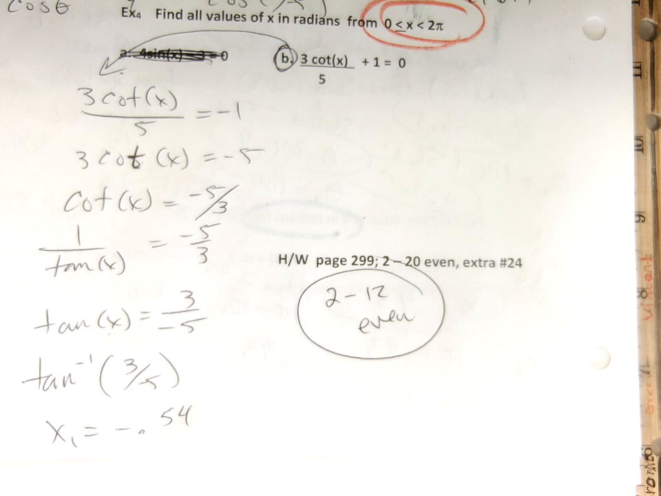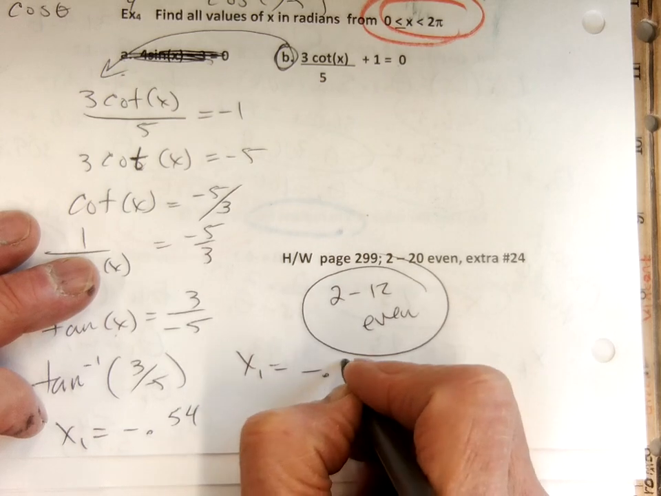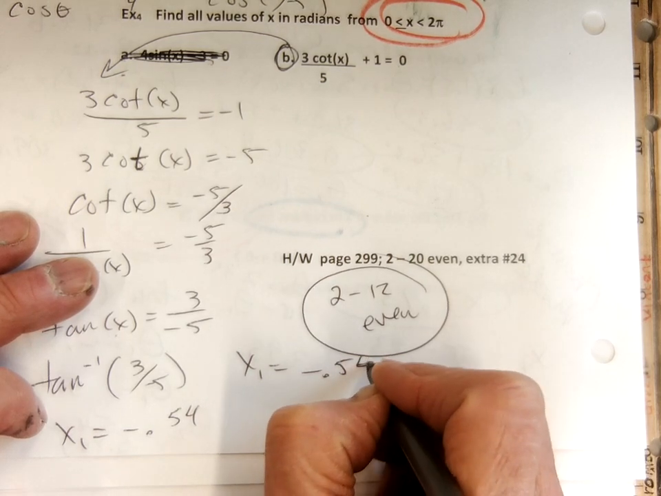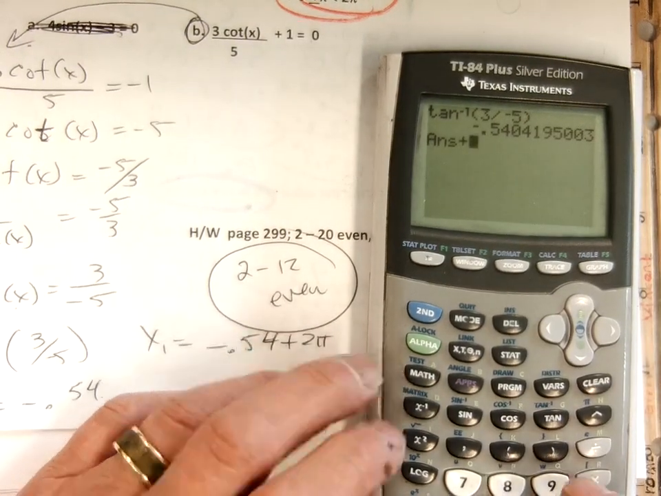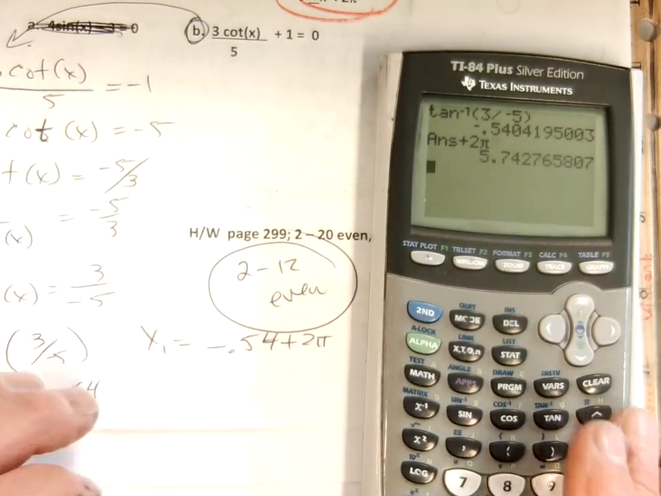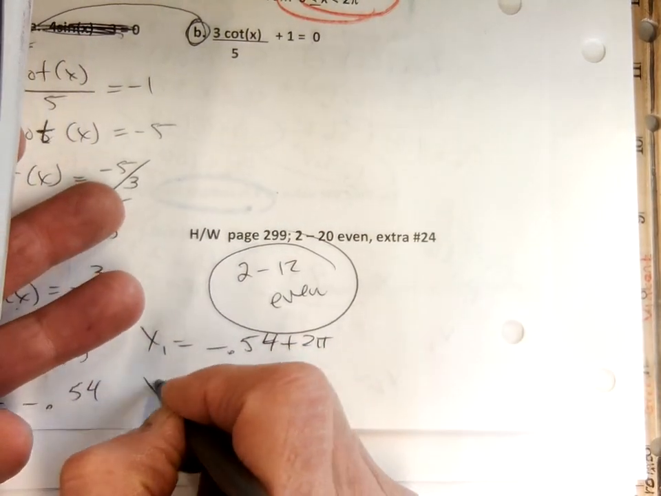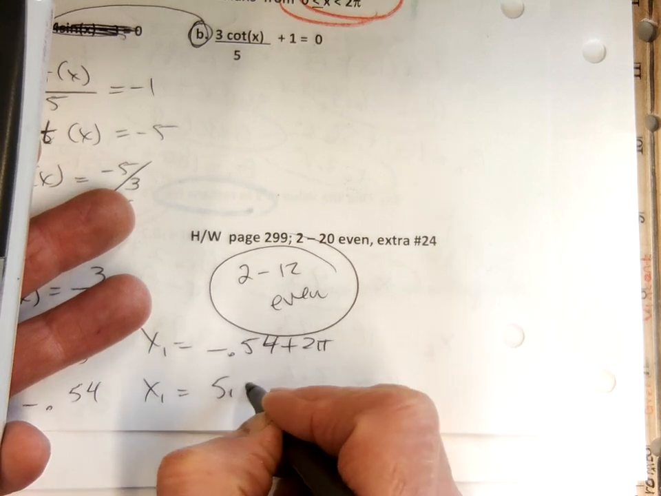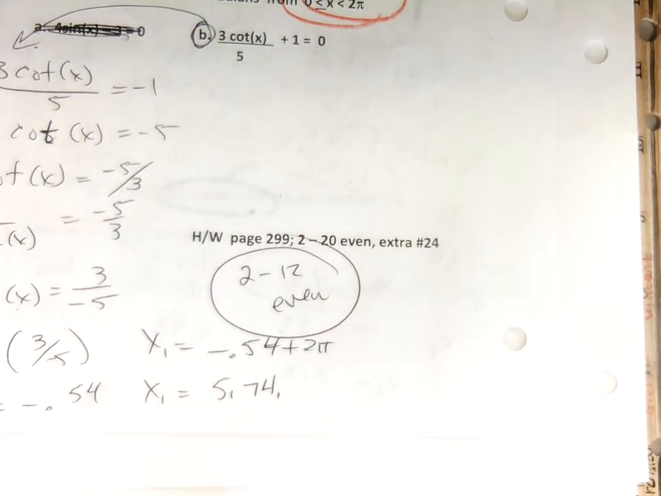It spins it all the way around. That makes more sense, doesn't it? So I'm going to add 2 pi. So really, x1 is going to equal negative 0.54 plus 2 pi, which spins it all the way around, about 5.74. So x1, angle 1, is about 5.74 radians.